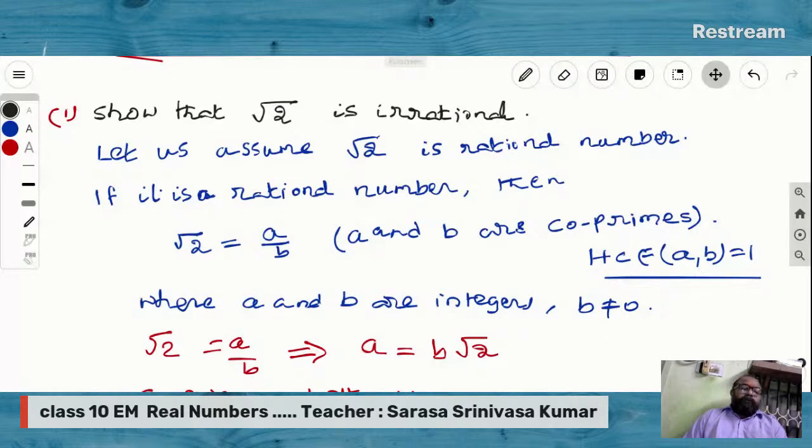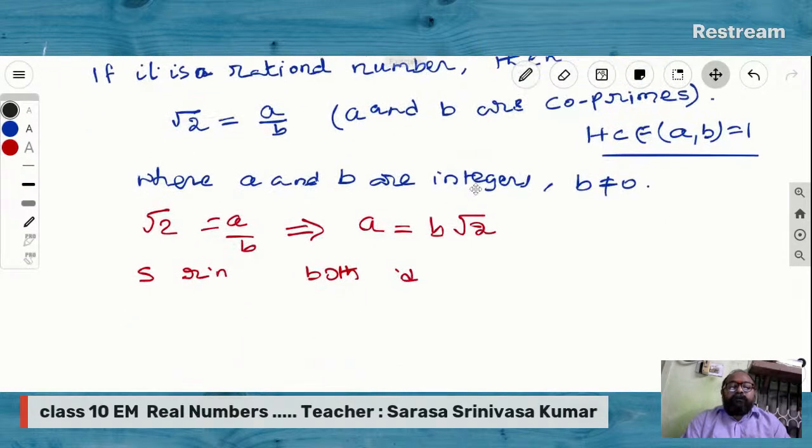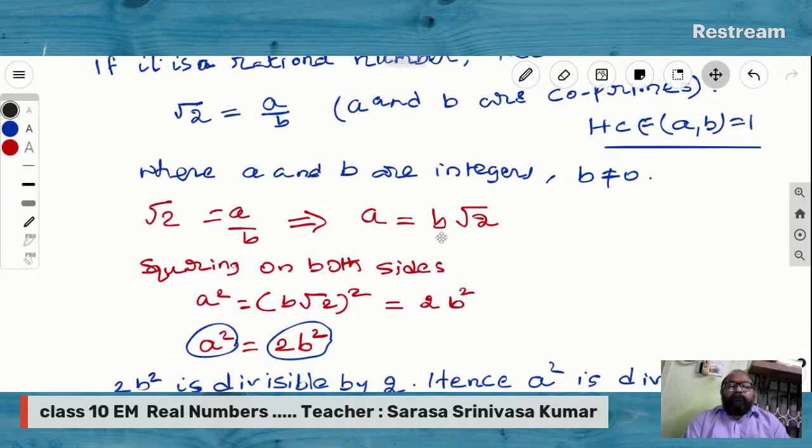Now, if we can write the square root of 2 equal to a by b, then on cross multiplication, we get a equal to b multiplied by square root of 2. Squaring on both sides, we get a square equal to 2b square.